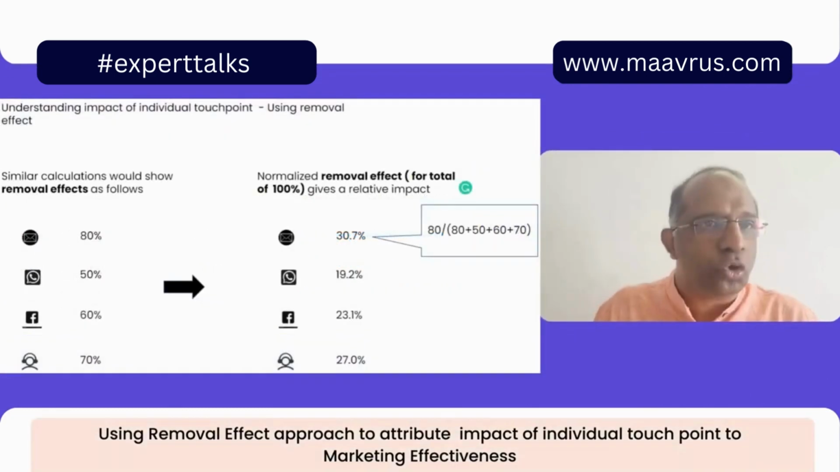You could use the same approach to understand the removal effect for each of the other channels and then normalize it for a 100% total. You see that email has a 30% weightage, WhatsApp has a 19% weightage, and so on.